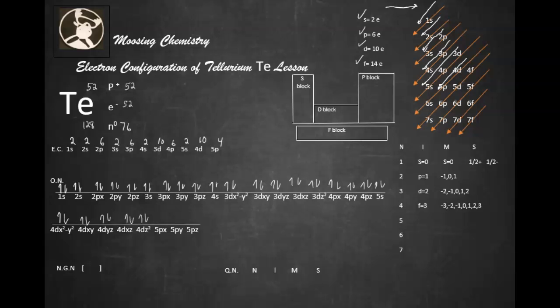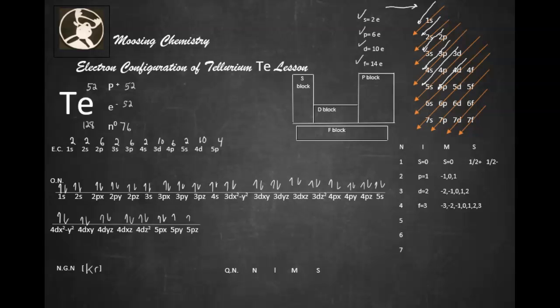5px, 5py, 5pz: up arrow, up arrow, up arrow. Now we start the down arrows. Look how easy that was. Now, you'd think that xenon would be Tellurium's noble gas notation, but it's not. It comes after it, and you can't use the ones that come after you. You can use the one that came before you, which is krypton.